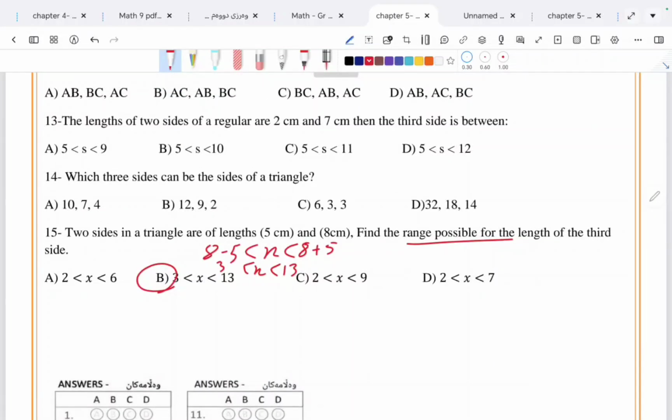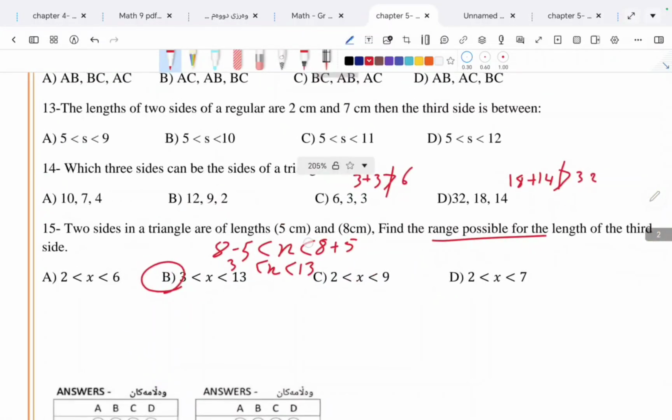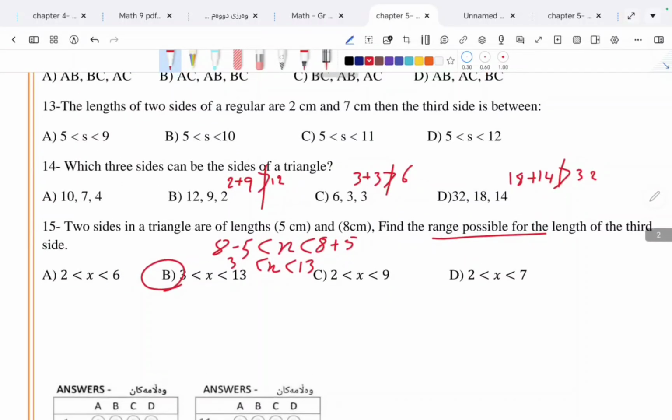So it is B. Which three sides can be the sides of a triangle? Let's see. If you add this one, 18 plus 14. Is it greater than 32? No, it equals 32, so it's not correct. 3 plus 3 is greater than 6? No, it's not, so even this one is not correct. 2 plus 9 is greater than 12? No, it's 11. 11 is not greater than 12.